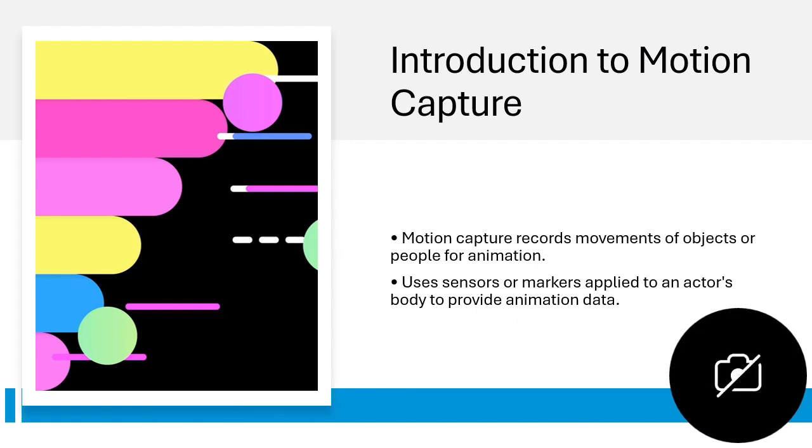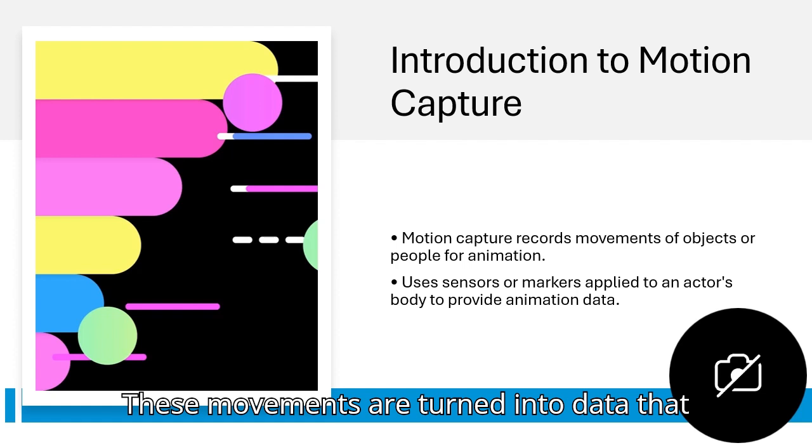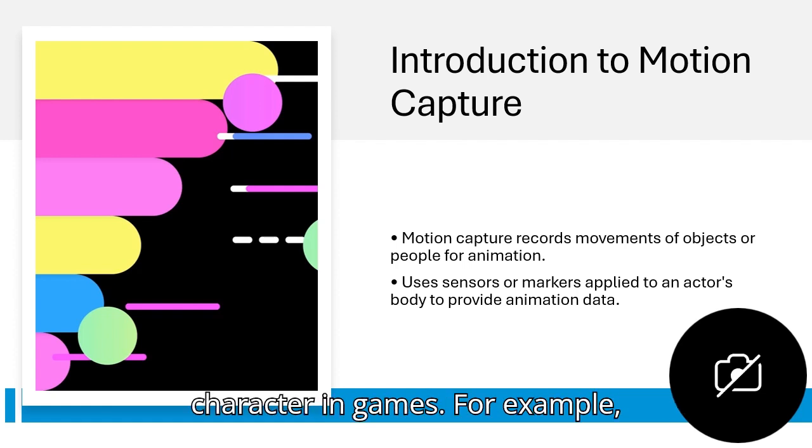Introduction to motion capture. Motion capture is a way to record how people or objects move. It uses sensors or markers placed on an actor's body to track their movements. These movements are turned into data that animators use to create realistic characters in games.